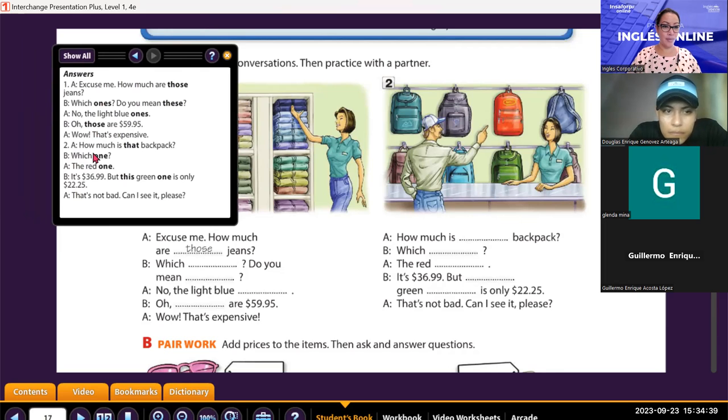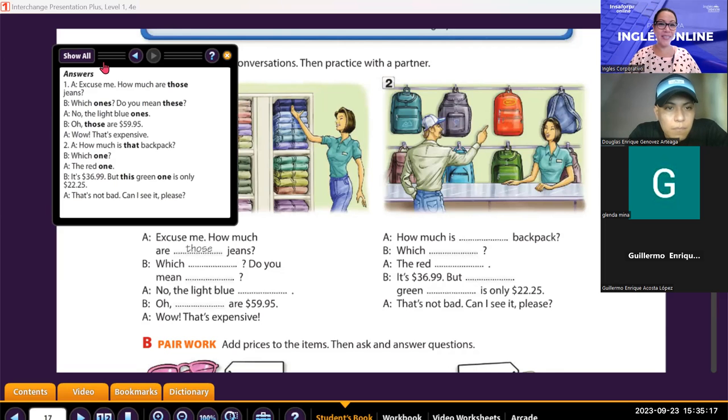How much is that backpack? Which one? The red one. It's $36.99, but this green one is only $22.25. That's not bad. Can I see it? Ay, perdón. Can I see it? Sí, me quise corregir, no pude. That's okay. Can I see it, please? Great. Excellent. Together. Now you start, Glenda.